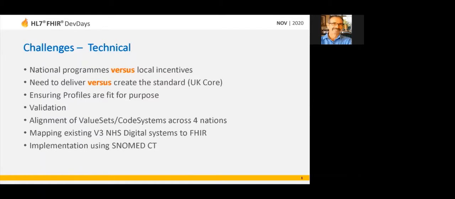Implementation using SNOMED CT, quite a challenge. A lot of NHS systems are still not very SNOMED CT aware, and mapping has proved to be difficult.